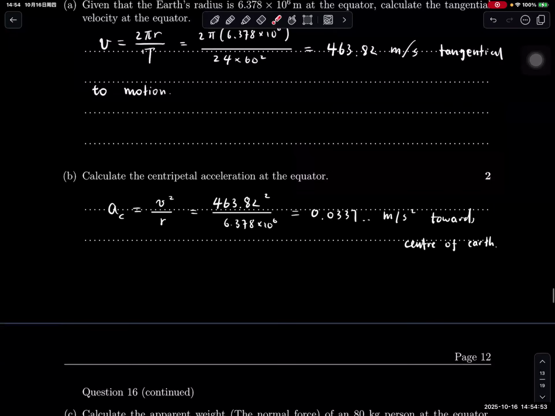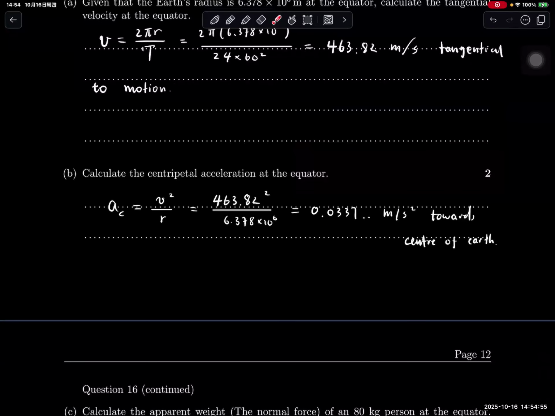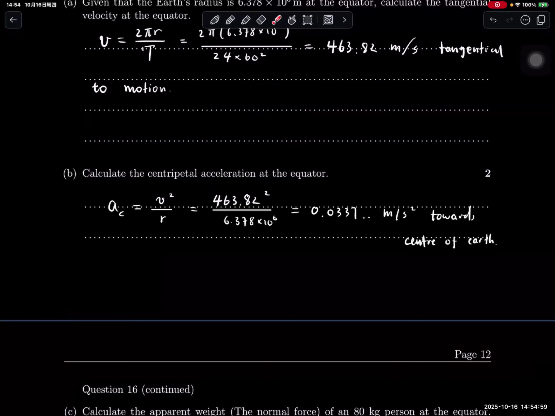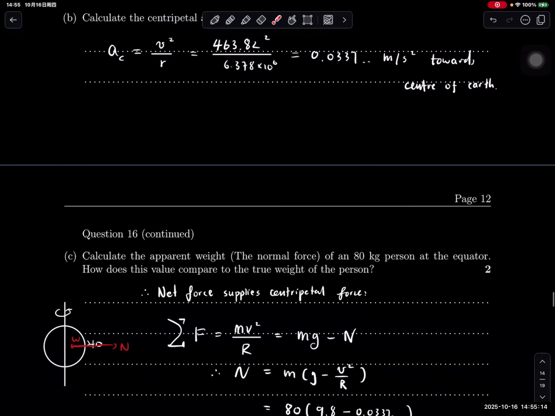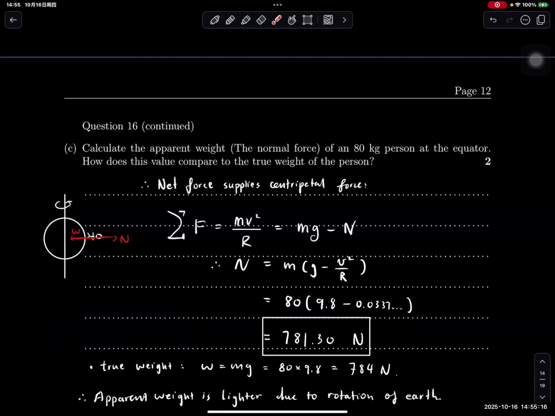Question B is to calculate the centripetal acceleration at the equator. Okay, well, you get the velocity and then take the square of the velocity divided by the radius. Okay, well, it's quite simple. Radius is given on the formula sheet, of course. Okay. Question C, calculate the apparent weight.